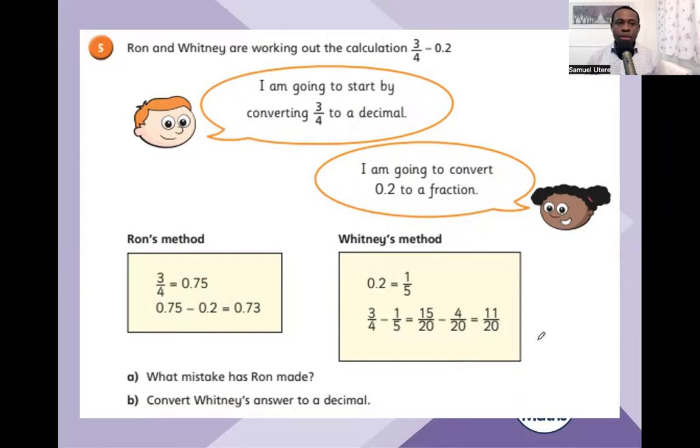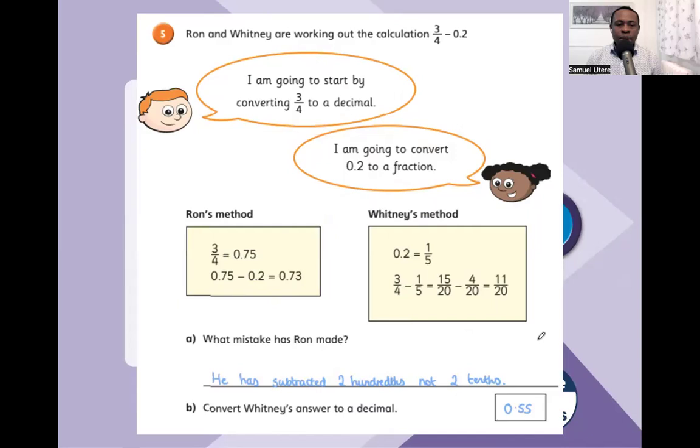Assuming you've paused the video and you've answered question 5, here are the answers. So for question 5, you were asked, Ron and Whitney are working out the calculation 3/4 minus 0.2. Here, Ron says, I am going to start by converting 3/4 to a decimal. Here, Whitney says, I'm going to convert 0.2 to a fraction. And here is Ron's method. So Ron converted 3/4 to 0.75 and simply did his subtraction.